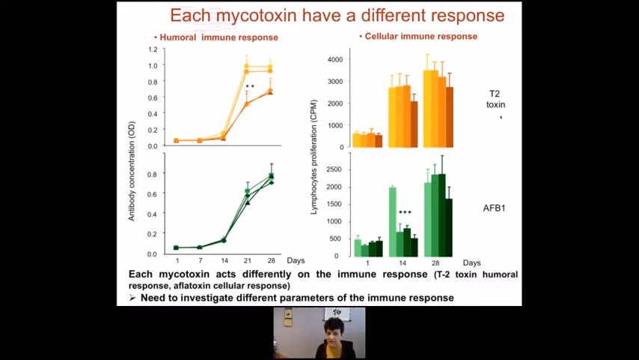T2 toxin affects the humoral immune response, whereas aflatoxin affects the cellular immune response. And so, if we need to characterize the immune effect of a mycotoxin, we need to investigate different parameters of the immune response.